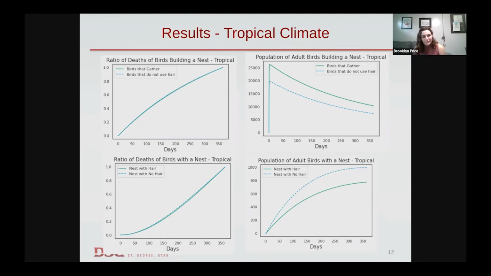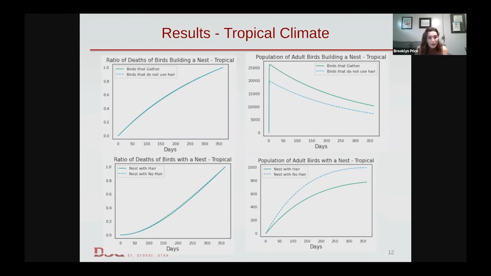And we can see right here in the top left graph, the ratio of deaths of birds building a nest is slightly higher for birds that do not use hair. So they're dying a little bit more, which is good to see, because that means there is a benefit to having hair in the nest, because the birds that gather have a lower death ratio. And then the population of adult birds building a nest is going down over time, because a bird only builds a nest once.